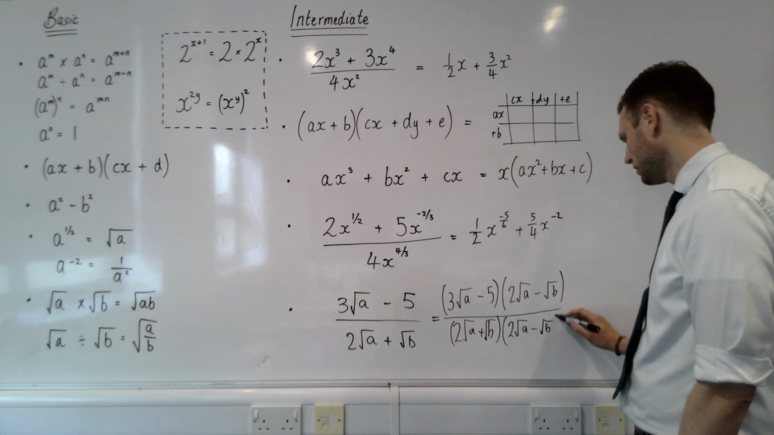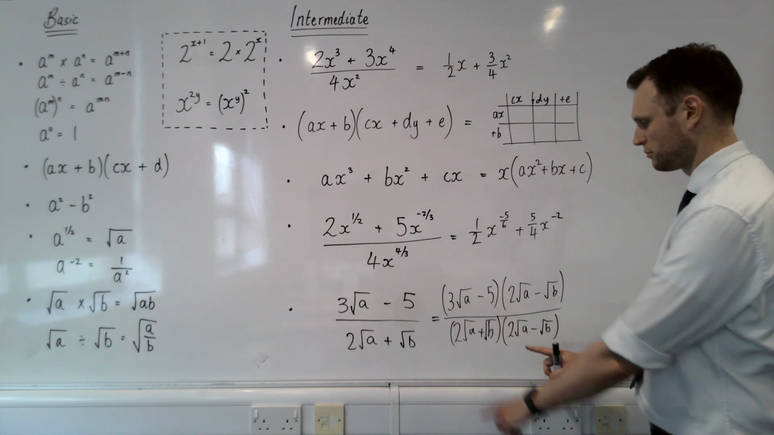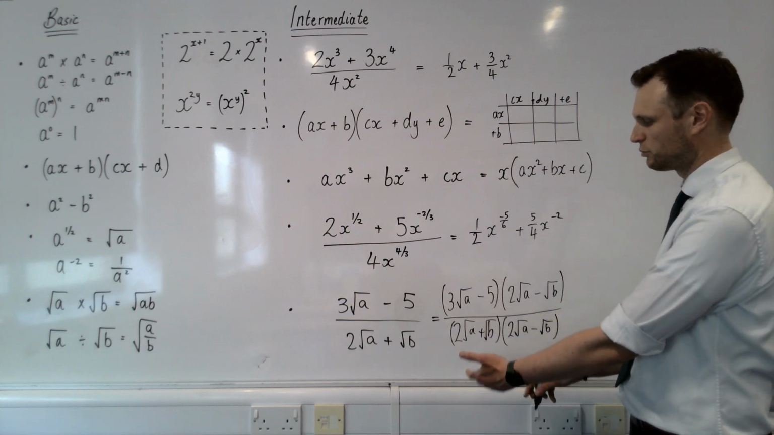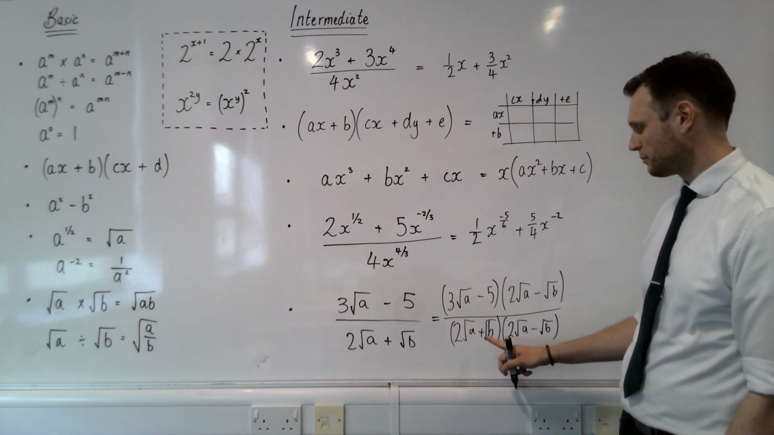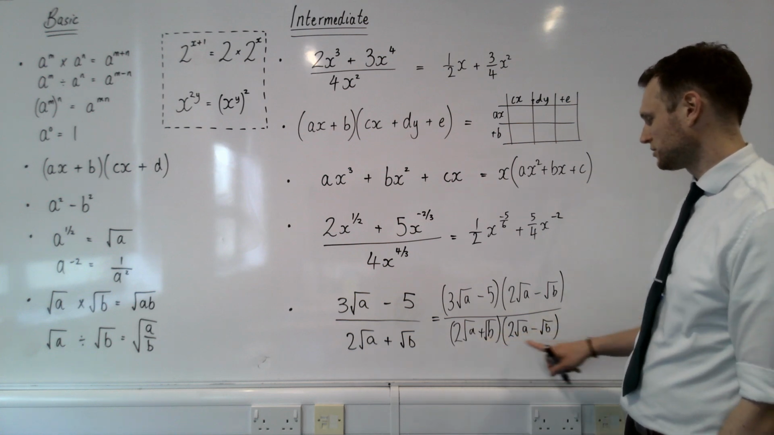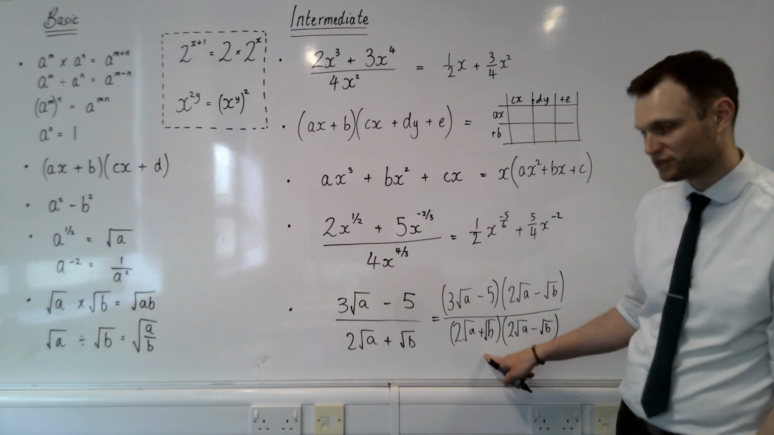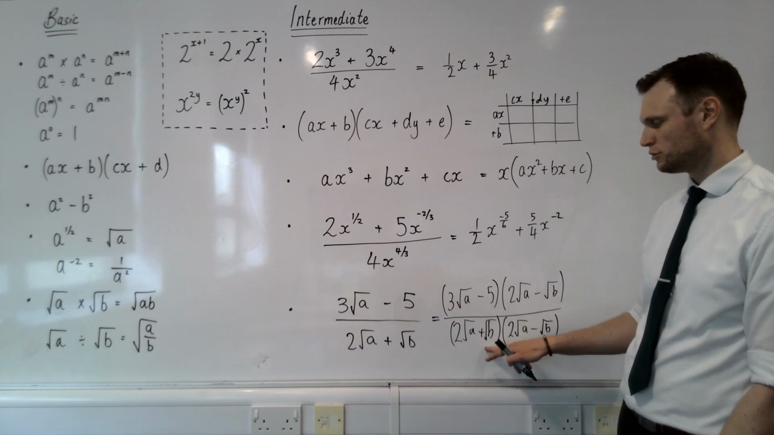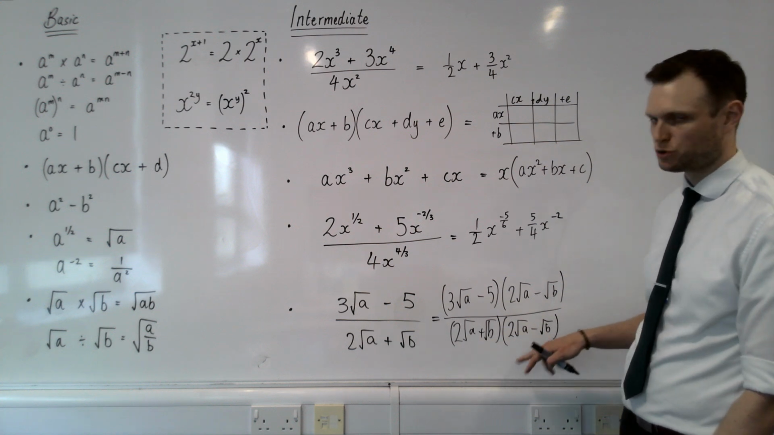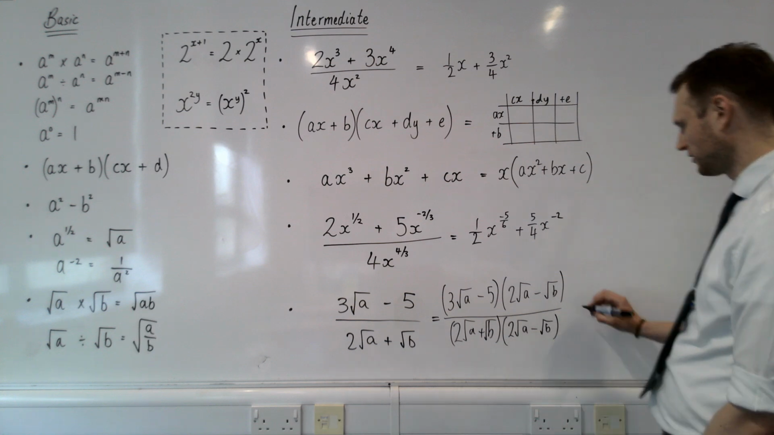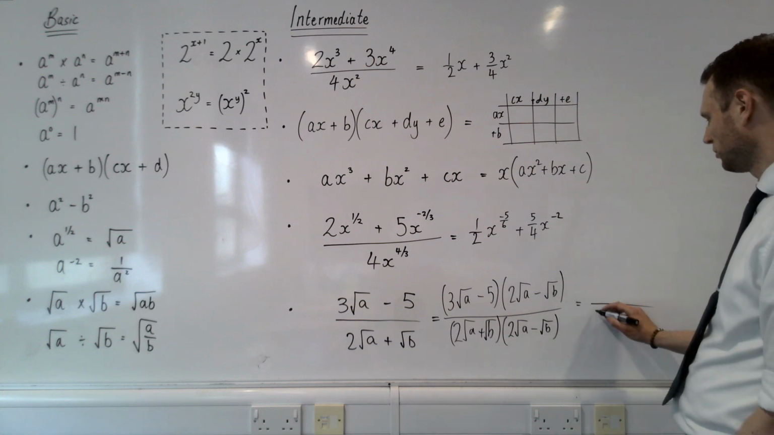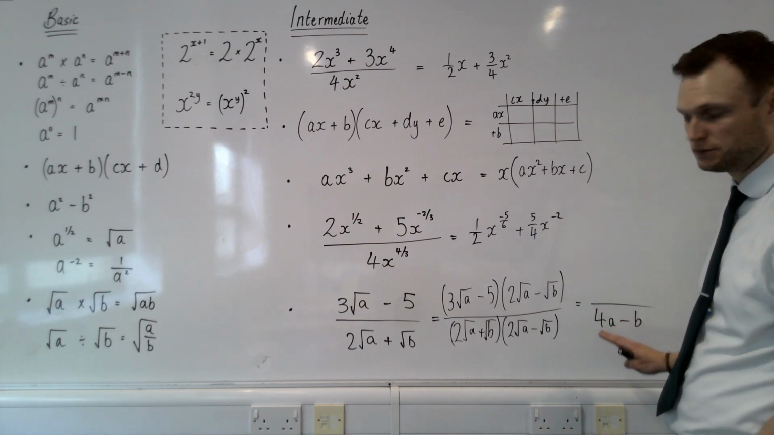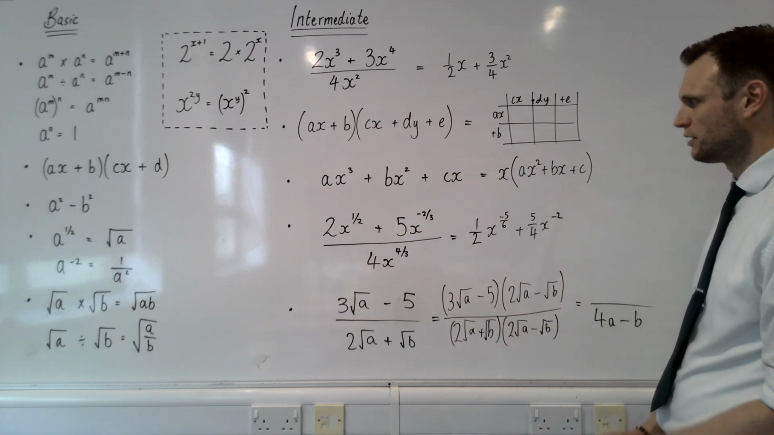I'm not going to do it, but you would expand each of these, and on the bottom you're going to get 2 times root A times root A, so that would be 4A. The 2 root A times minus root B, and 2 root A times positive root B are going to cancel, and then you're going to have positive root B times negative root B, which is minus B. So the bottom at least would be 4A minus B, which is rational, so long as A and B are rational.